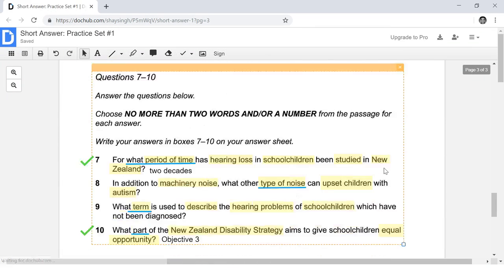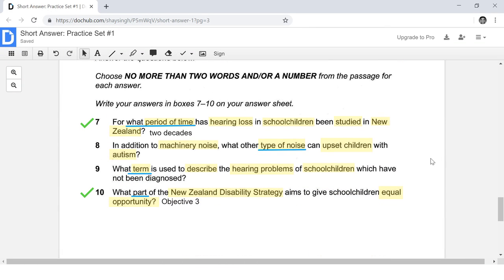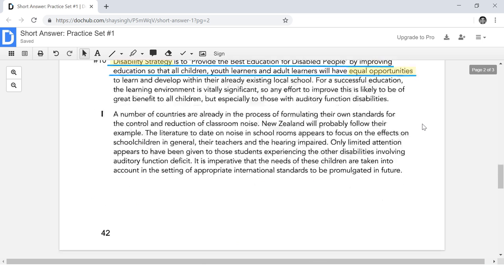So let's go back to our question and make sure that we are sure about the specific information that we are looking for. Let's read this question one more time. In addition to machinery noise, what other type of noise can upset children with autism? The question is saying that we know that machinery noise upsets children with autism, but what is another type of noise other than machinery noise that can also upset children?